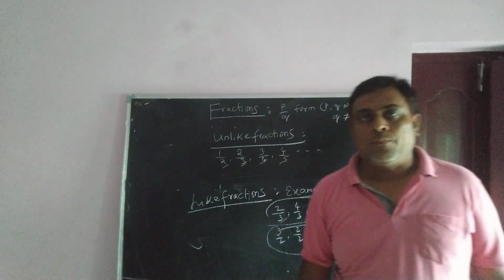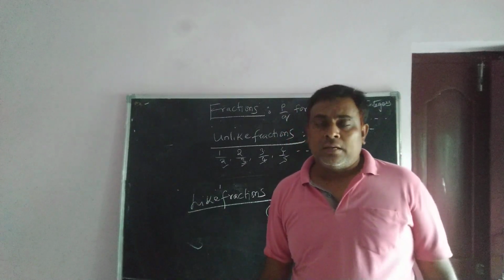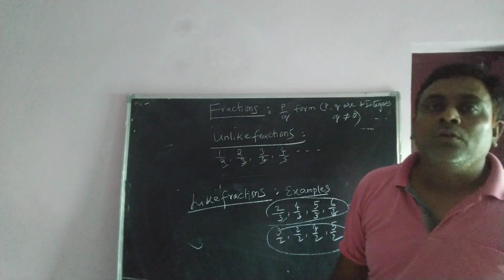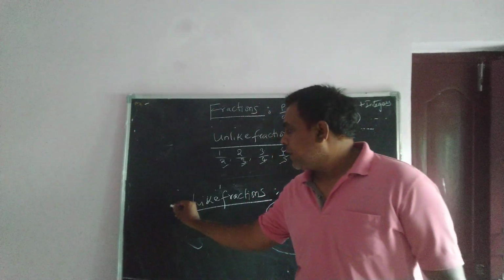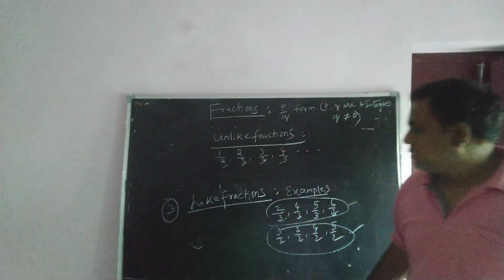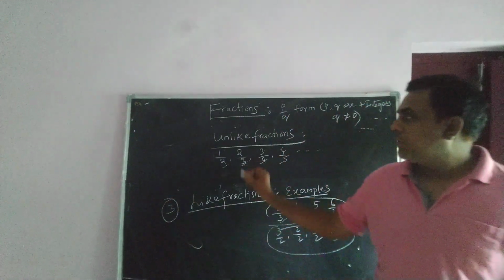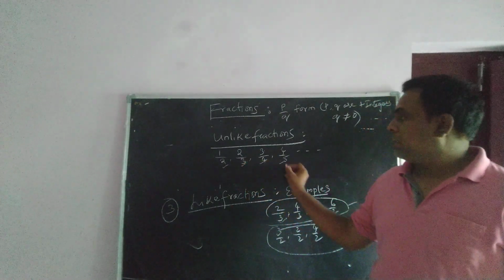First of all, proper fractions, in which the numerator is less than the denominator. Second, we learned about improper fractions, in which the numerator is greater than the denominator. Third, like fractions, in which the denominators are the same. Unlike fractions, we have seen, have different denominators.